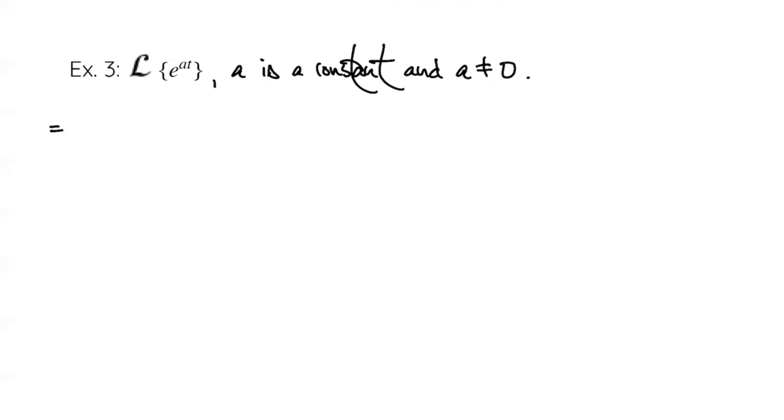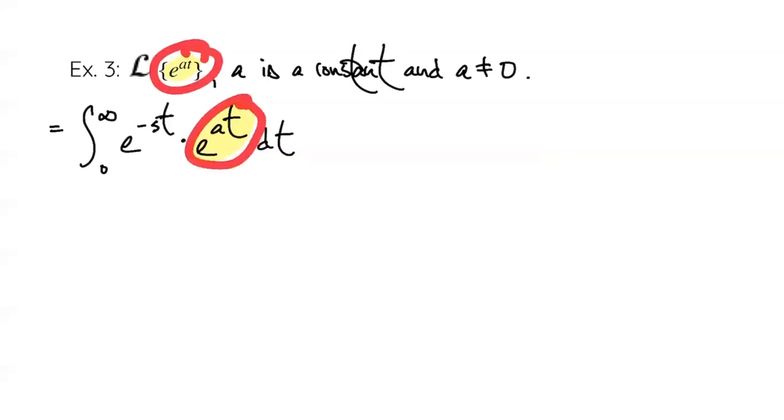The formal definition says I'm going to take the integral from 0 to infinity of e to the negative st times the function that I'm taking the Laplace transform of, e to the at. Last time I just had a 1 in here, so I put a 1 into the formal definition. But this time I have a different function. Whatever that inside function is, that's what goes into that formal definition.